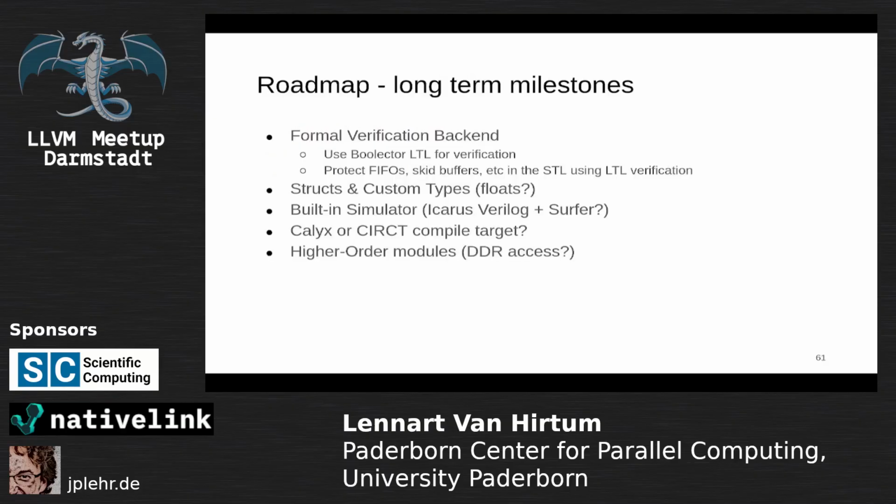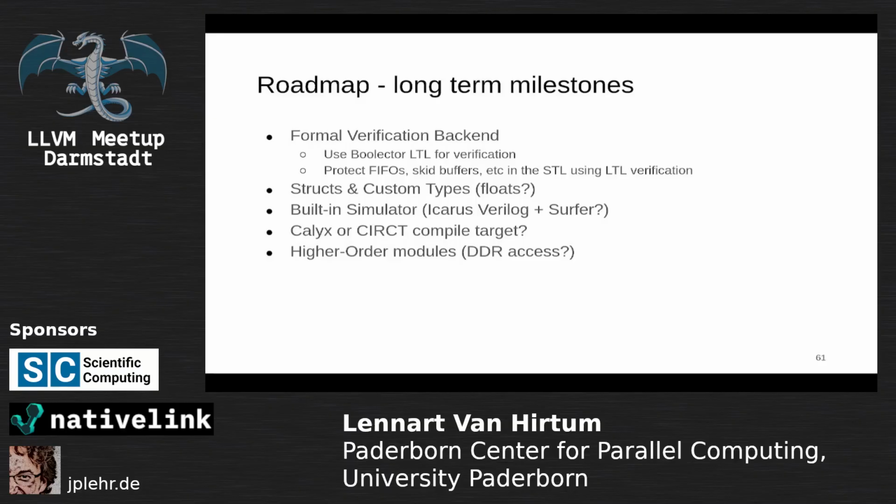Long-term milestones. At some point, we'll be looking at a formal verification backend. Custom types is something that should be far earlier on the docket than that. A built-in simulator. I wouldn't say remake a simulator, but instead take an existing one like Surfer and add the possibility to shift signals back in time such that we can more intuitively work with pipeline designs. Calyx or CIRCT compile targets, because they have rich ecosystems of various tools that could be useful.